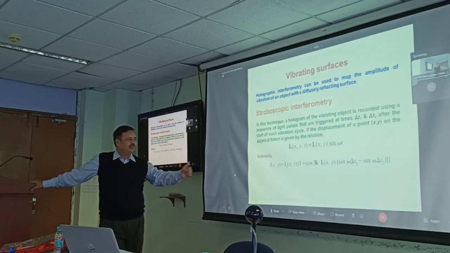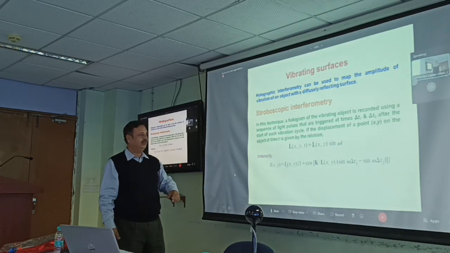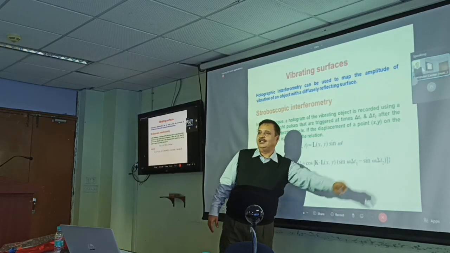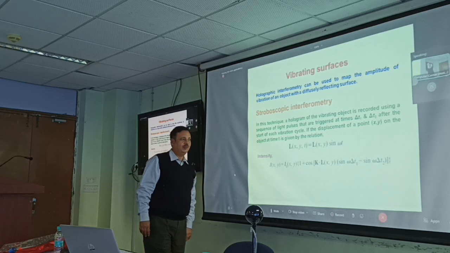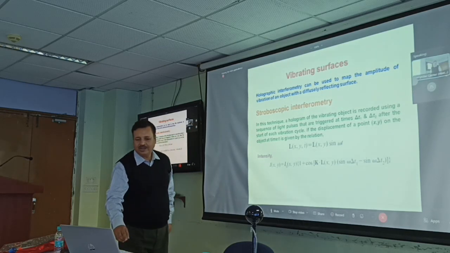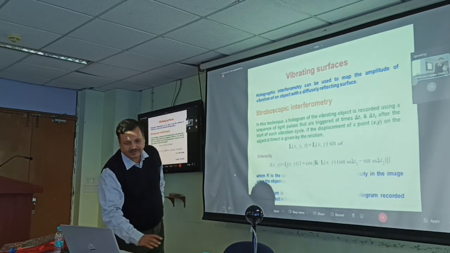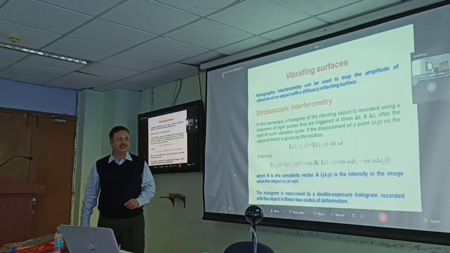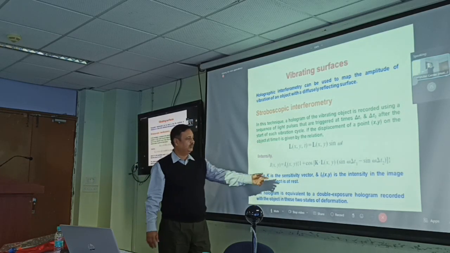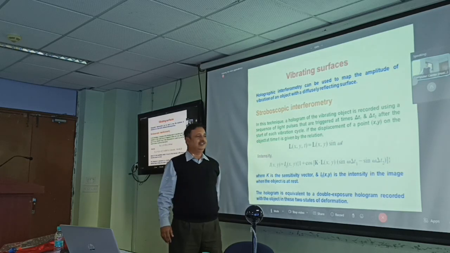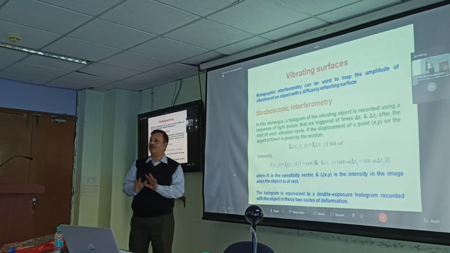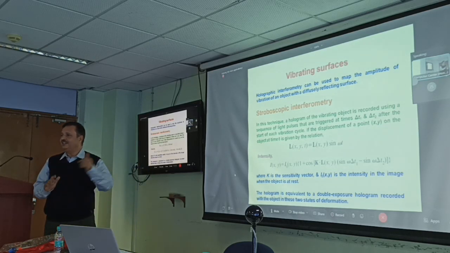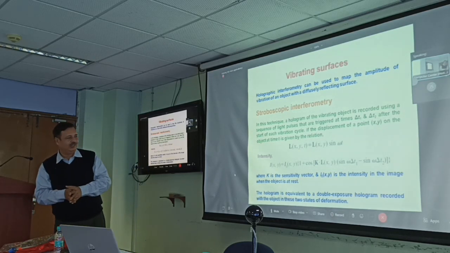So what would be the intensity? Again, you have to combine for these two different timings, so sine omega t1 and sine omega t2 for two different timings. Once you have this intensity, as usual, K is the sensitivity vector, and you have this term I naught xy. So I naught xy is the intensity in the image when the object is at rest. So it is not the vibration. When it is at rest, that time the intensity is I naught xy.